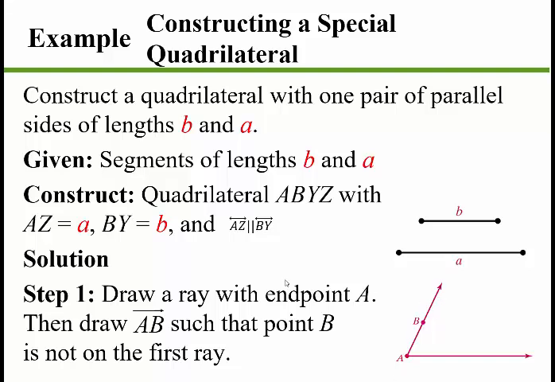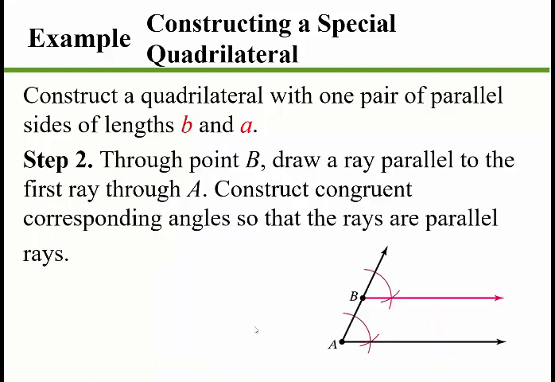The next thing you're going to do is construct the quadrilateral with one side parallel to AB. So now all you've drawn is the black lines A and B. You are literally going to repeat the next step of what we did in example 1, and draw a parallel line right up top here like this. Through point B, draw a ray parallel to the first point A. That's exactly what we did in example 1. You're going to construct congruent angles so that the rays are parallel.